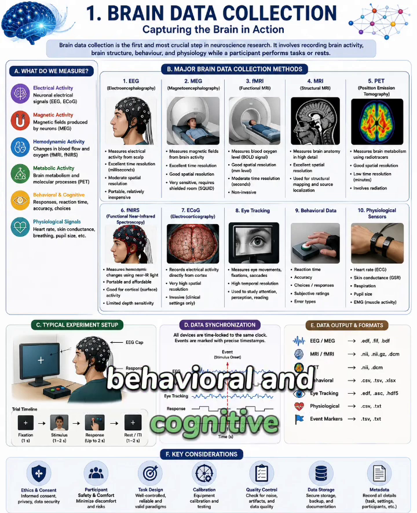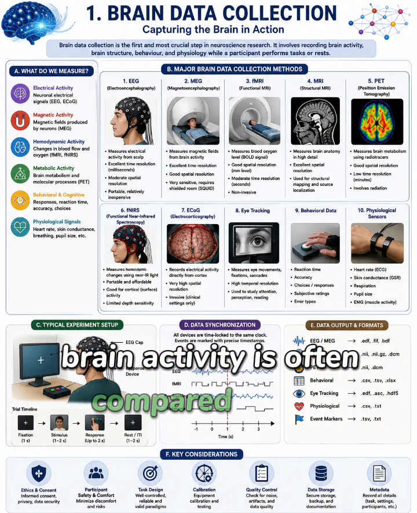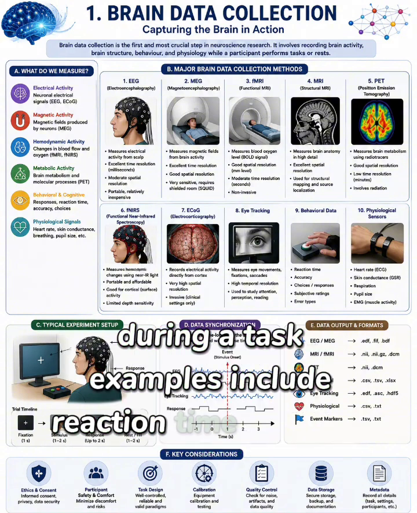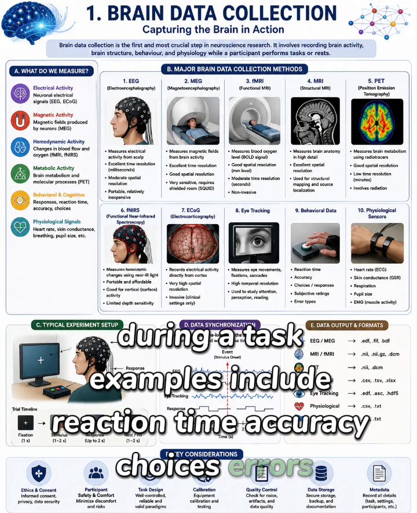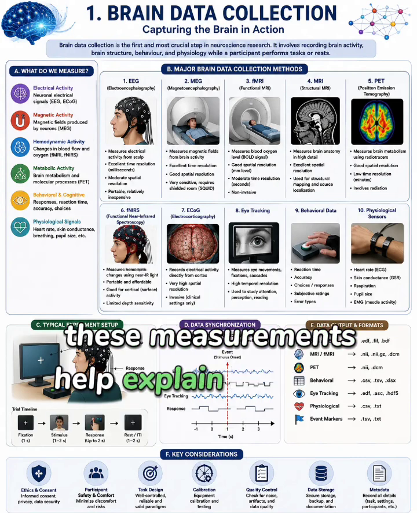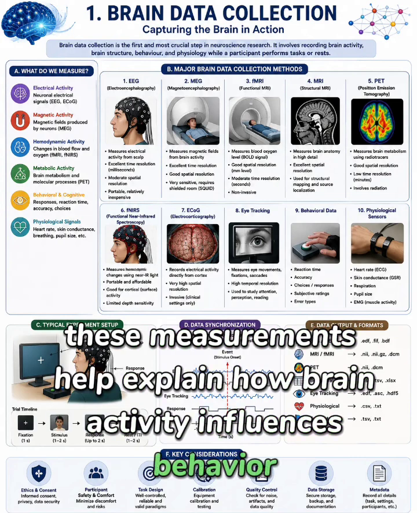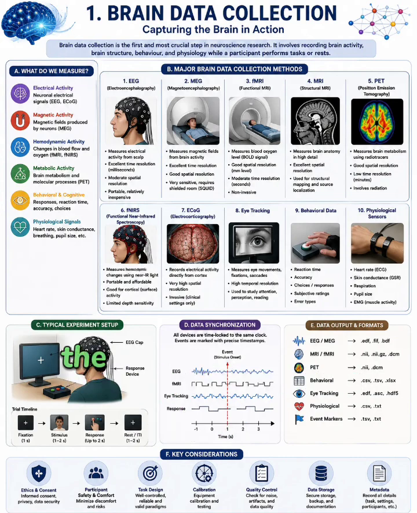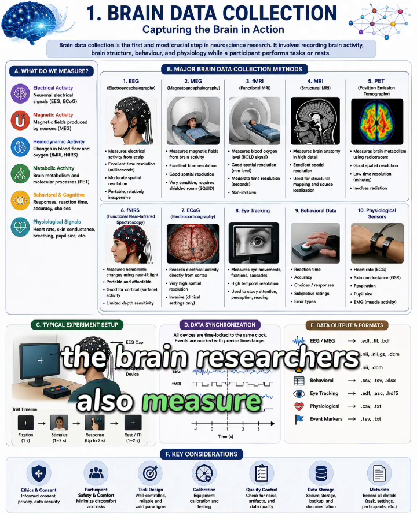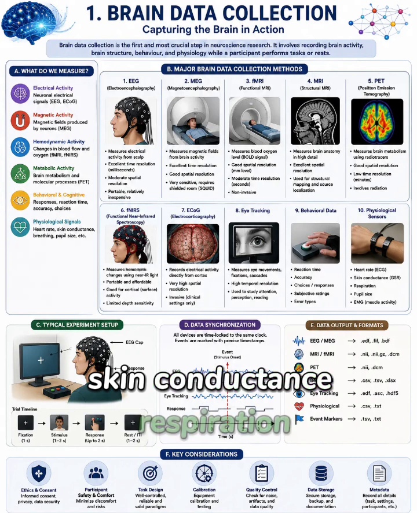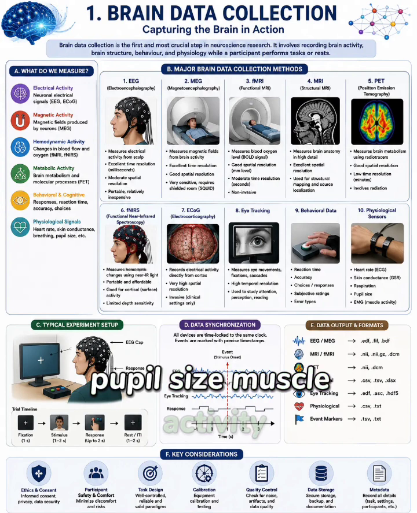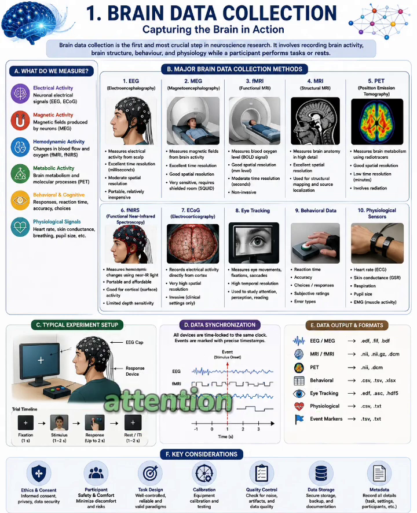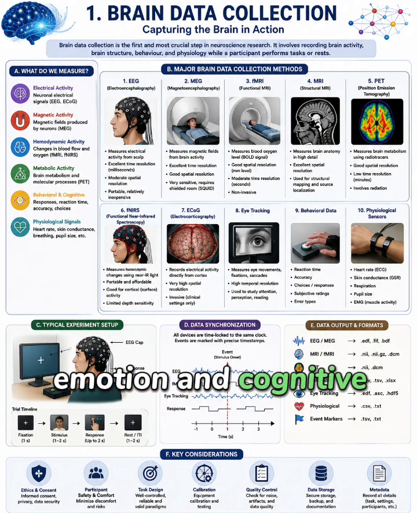Behavioral and cognitive. Brain activity is often compared with a person's performance during a task. Examples include reaction time, accuracy, choices, errors. These measurements help explain how brain activity influences behavior. Physiological signals. The body often reacts together with the brain. Researchers also measure heart rate, skin conductance, respiration, pupil size, muscle activity. These physiological signals provide additional information about attention, stress, emotion, and cognitive workload.